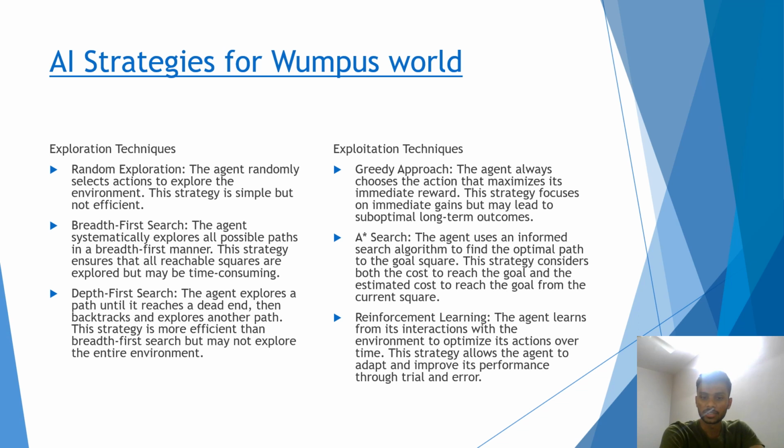A star strategy. The agent uses informed search algorithms to find the optimal path to the goal square. This strategy considers both the cost to reach the goal and the estimated cost to reach the goal from the current square. Reinforcement learning. The agent learns from its interactions with the environment to optimize its actions over time. This strategy allows the agent to adapt and improve its performance through trial and error.